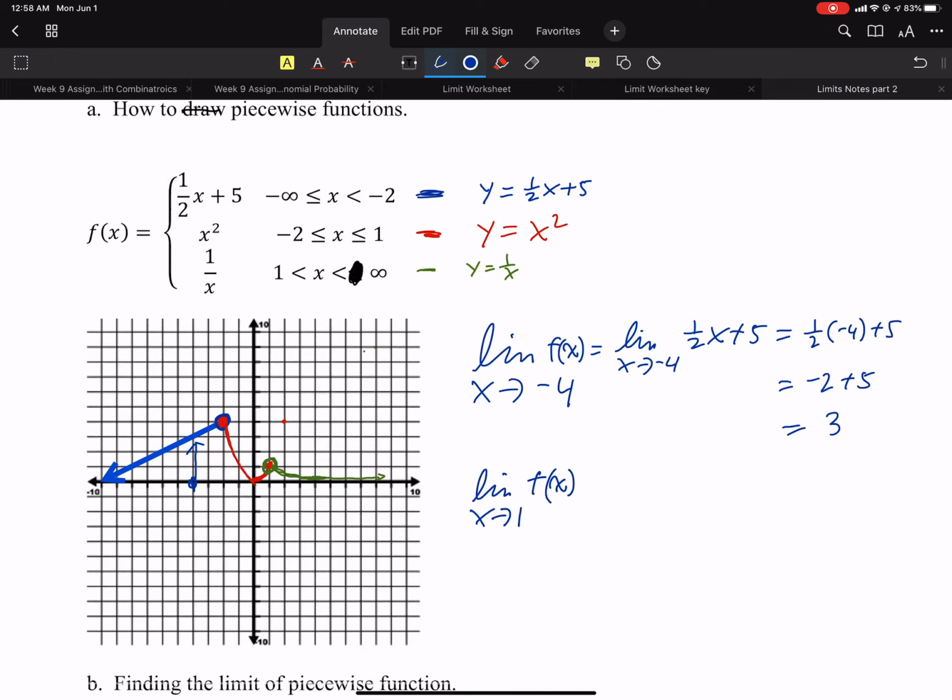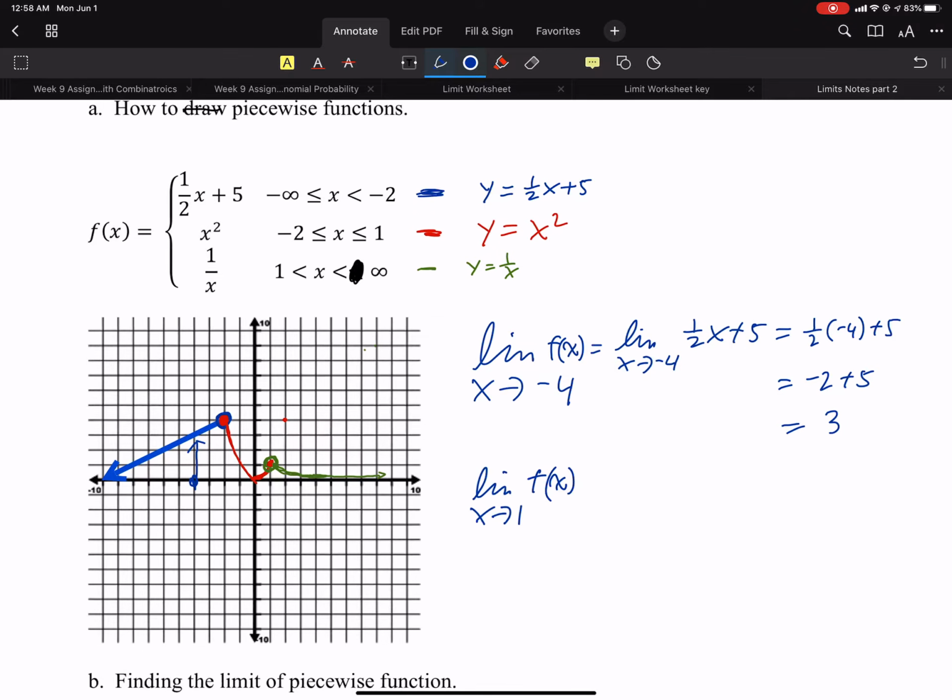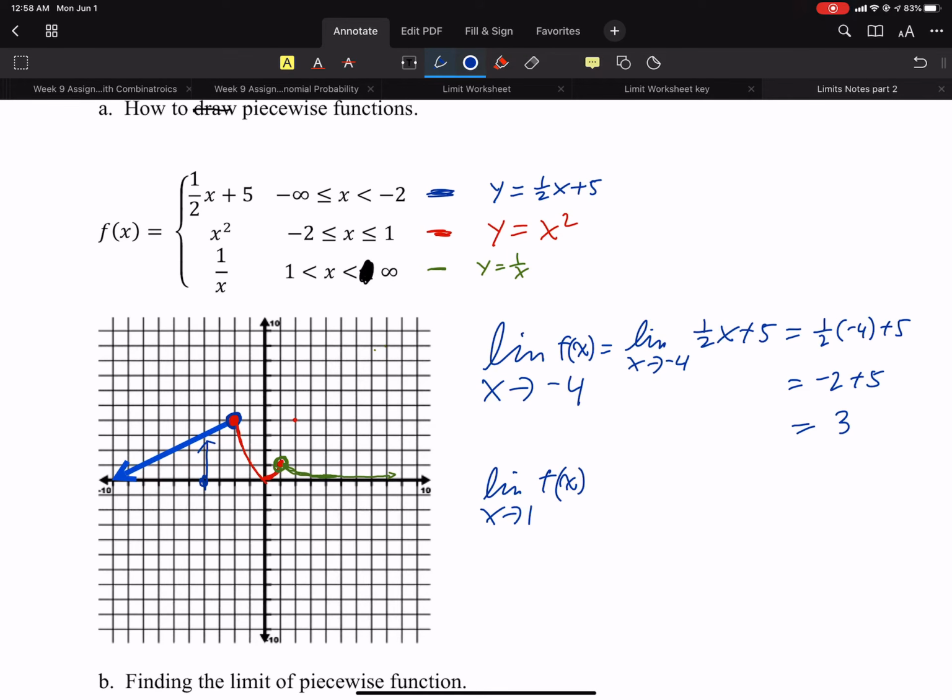So you have to use your properties of limits. For this limit to exist, you have to find the limit as x approaches 1 from the left of f of x, and you have to find the limit as x approaches 1 from the right of f of x.